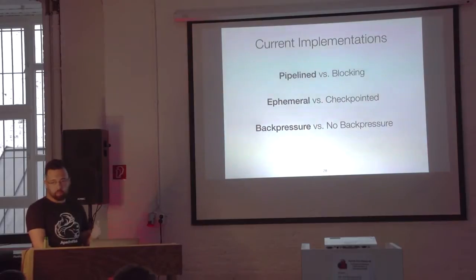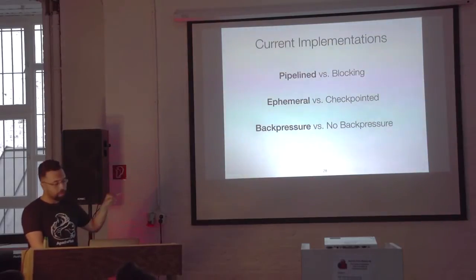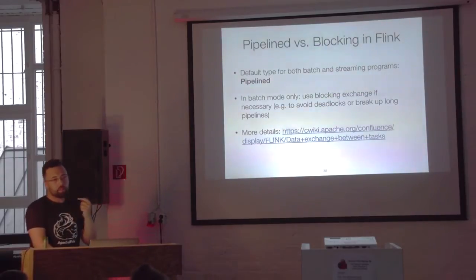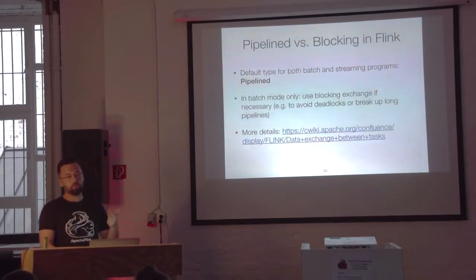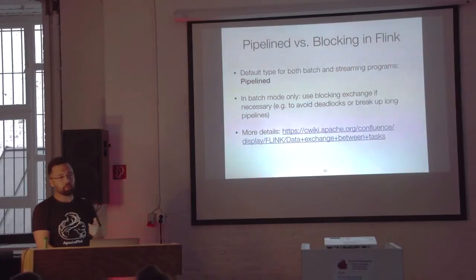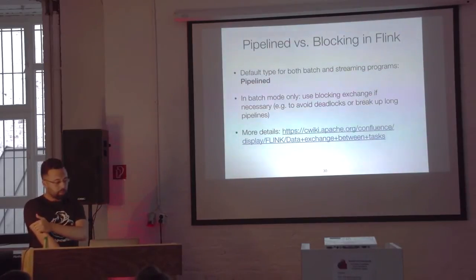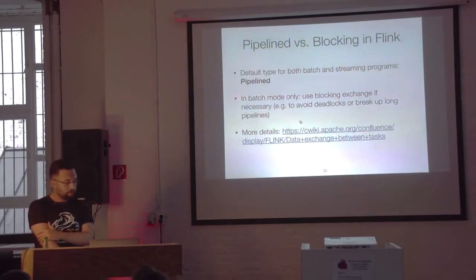The current implementations we have in Flink are pipelined ephemeral and blocking checkpointed. The pipelined results are the default result Flink uses for both batch and streaming programs. For batch programs, we only fall back to blocking exchange if it's necessary to avoid deadlocks or break up pipelines. You can find more about this on the wiki. There's a detailed explanation there.